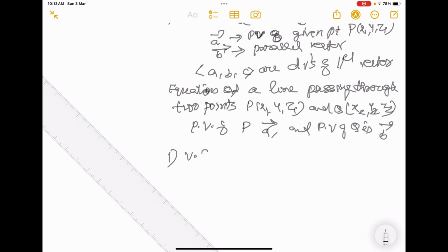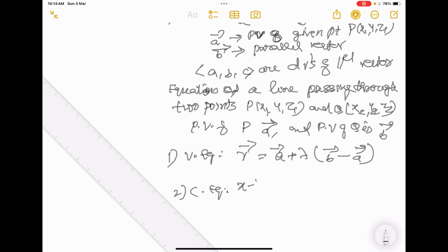First one, vector equation is vector r equal to vector a plus lambda into vector b minus vector a. And second, Cartesian equation: x minus x1 by x2 minus x1 equal to y minus y1 by y2 minus y1 equal to z minus z1 by z2 minus z1.